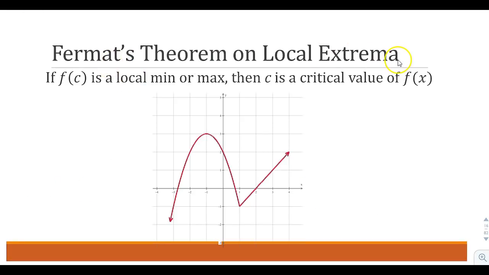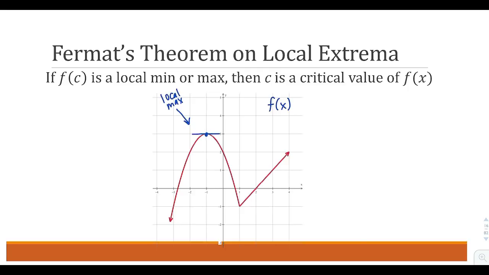Fermat's theorem on local extrema. This theorem says that if f of c is a local min or max, then c is a critical value of f of x. So this theorem tells us that if I have a function f of x, and I identify a local min or local max, so here I have a local max, then what must be true is that that x value where it occurs, -1, must be a critical value of f of x, which means -1 must be a place where the derivative is equal to 0 or undefined.